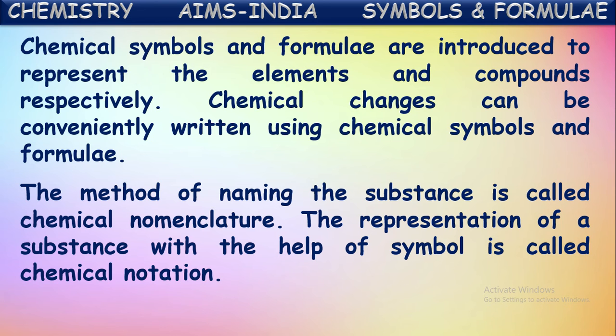The method of naming a substance is called chemical nomenclature. Naming a chemical substance is known as nomenclature. The presentation of a substance with the help of a symbol is called chemical notation. So the representation of a chemical substance by giving a symbol is known as chemical notation. So for our 118 elements, chemical notations are given, meaning they are represented with a symbol.